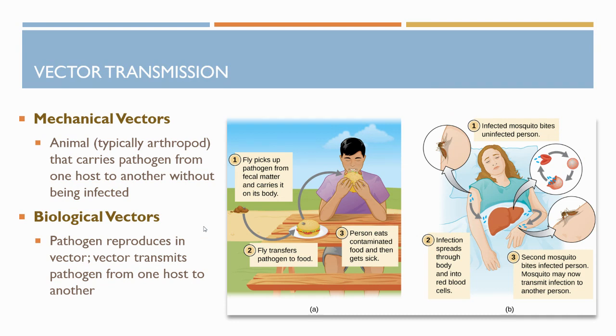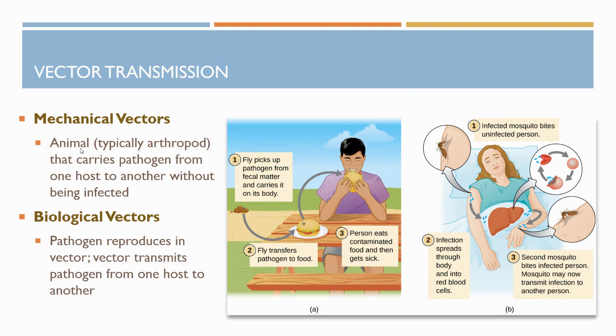Vector transmission, typically we think about an arthropod, an animal. So this is not zoonosis. This is not where an animal virus mutates so that it is able to infect humans. This is that the pathogen is carried by an animal, usually an arthropod insect, to spread it from one host to the next. So an animal, an insect, carries the pathogen from one host to the other and is not infected.